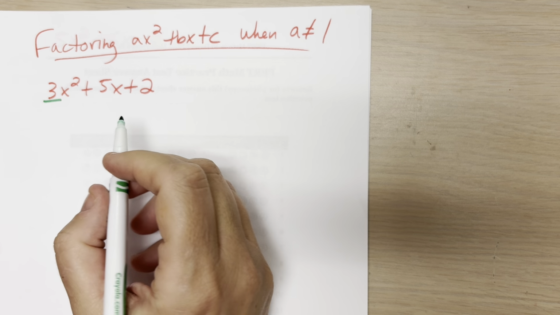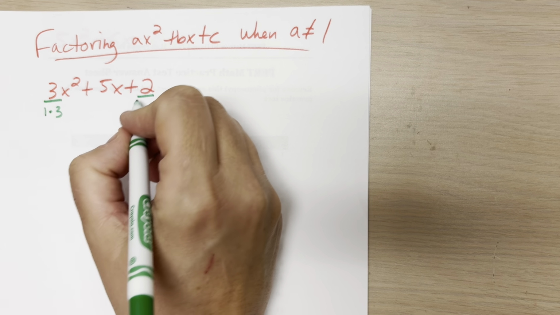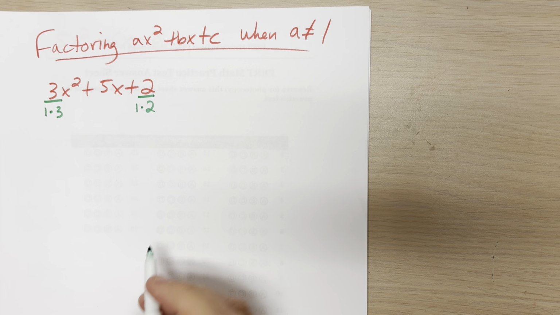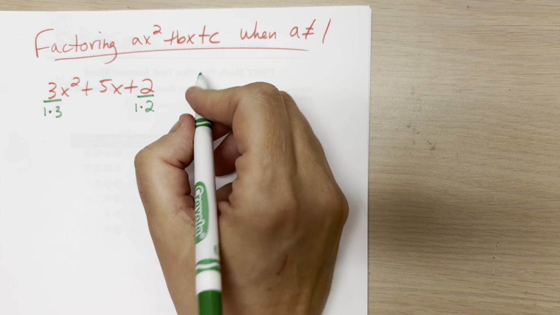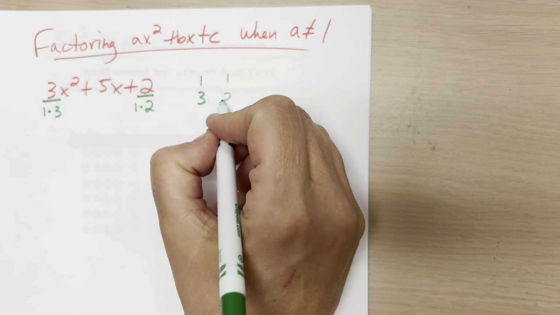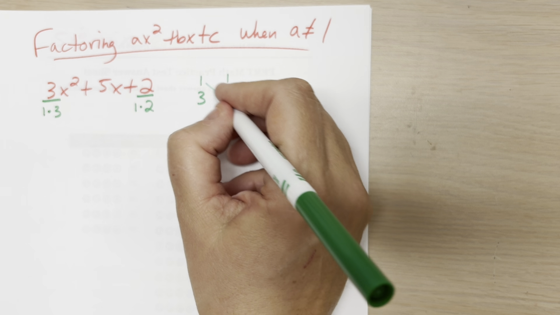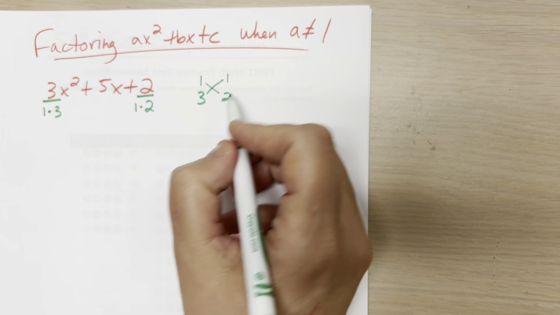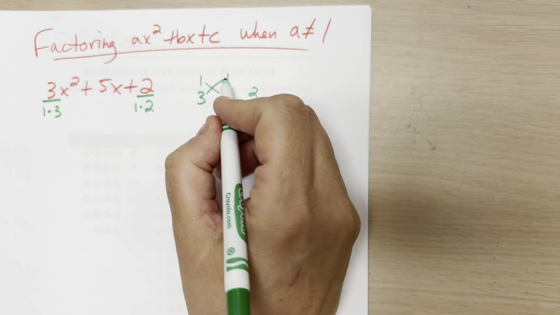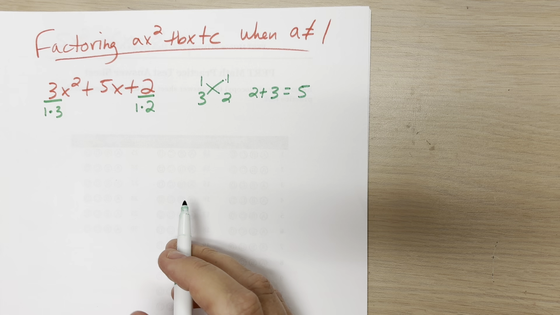I'm looking at the factors of a and c. So 1 times 3 and 1 times 2. I'm going to look at 1, 3, and align them vertically. I'm going to do the same thing with my factors for 2, 1 times 1 over 2. Then I'm going to multiply across. 1 times 2 is 2. 3 times 1 is 3. I'm going to combine them to get 5.